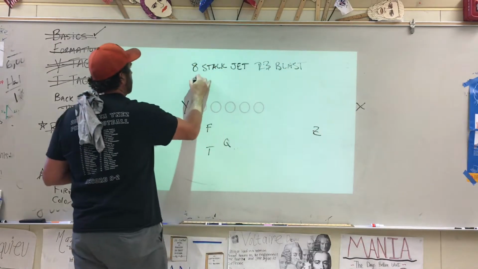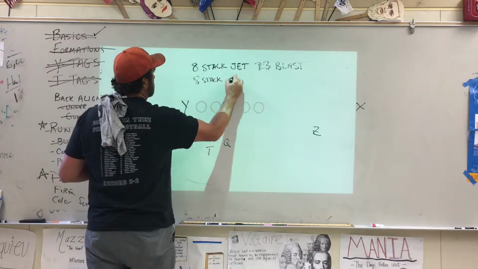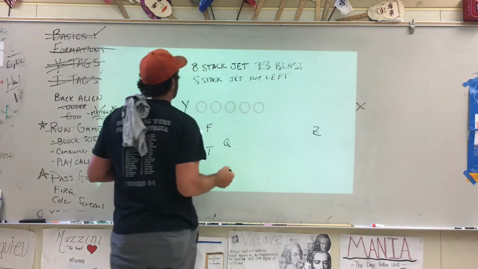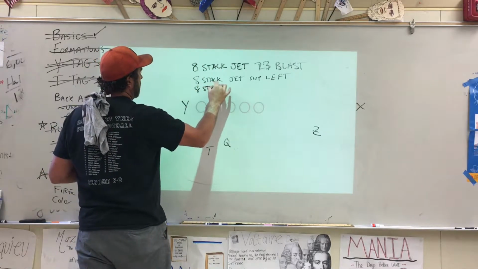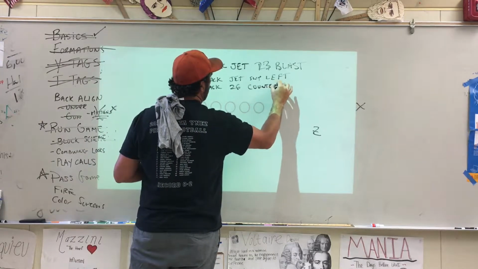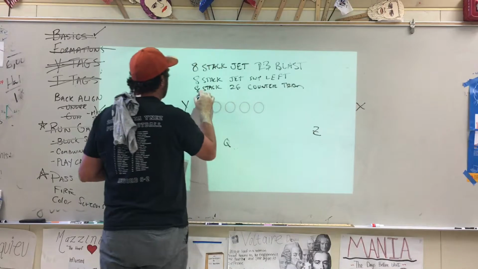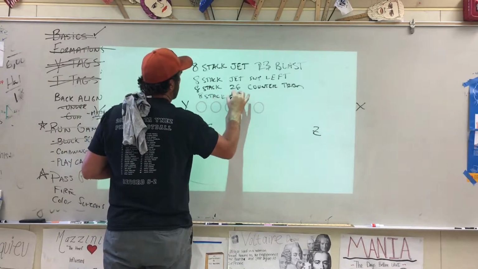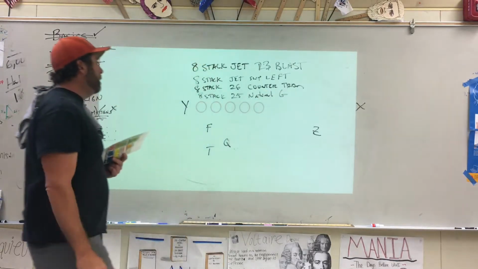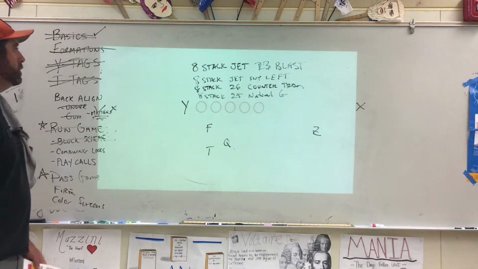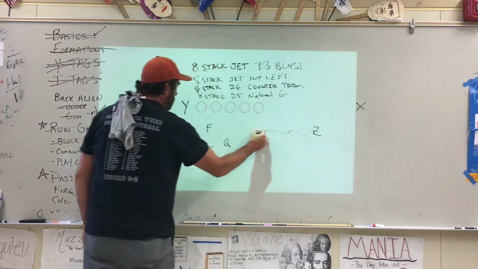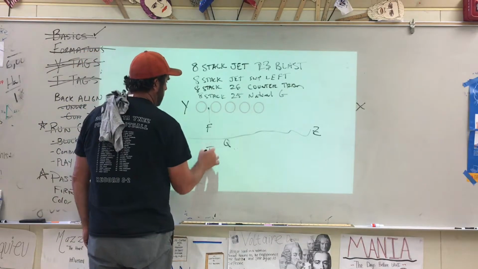Now, out of this formation, I've got 8 stack jet sweep right, jet sweep left. I've got 8 stack 26 counter trap. I've got 8 stack 25 natural G. I'm sure there's some more, but let's start with 8 stack 23 blast. 8 stack jet, show jet motion, and then blast right up in here.